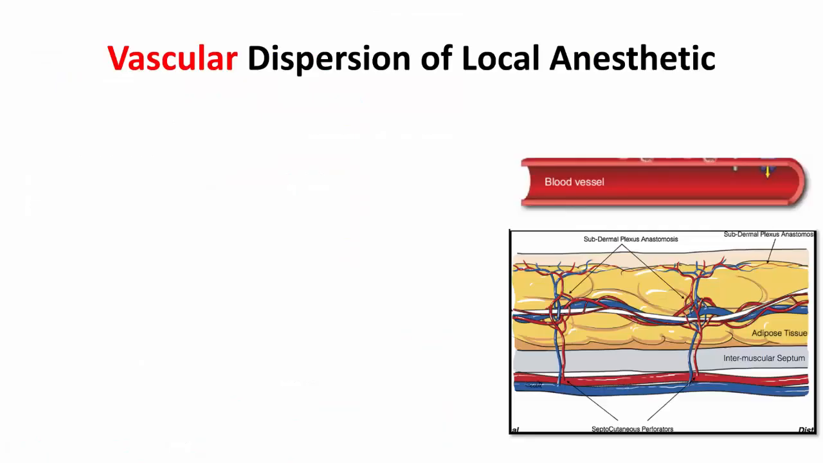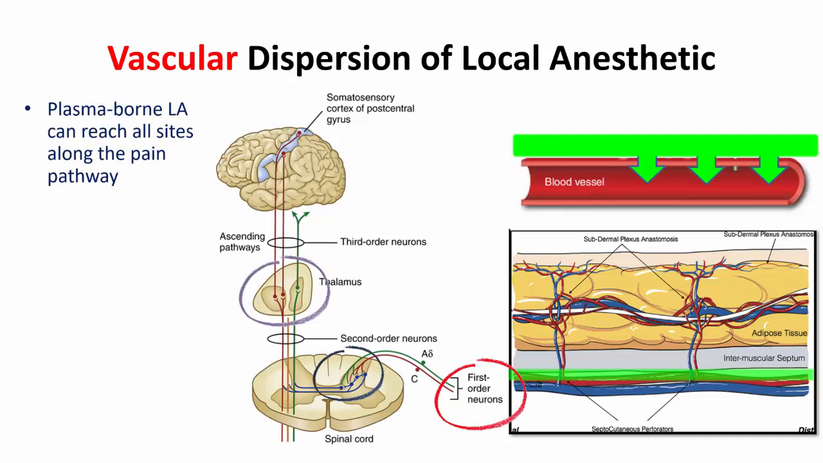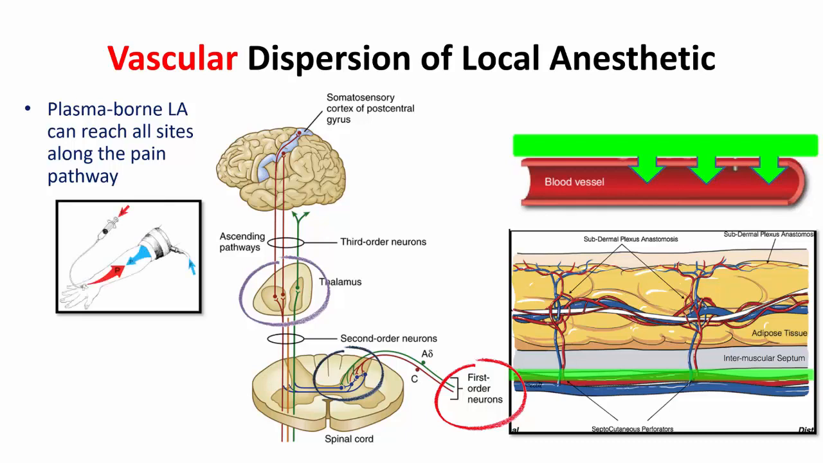The second pathway for dispersion of local anesthetic in fascial plane blocks is by vascular absorption. Local anesthetic that enters into the vascular system can act at any anatomical site with a blood supply by diffusing into these tissues. The two clinical models that would be familiar to us are IV lidocaine infusion, but also IV regional anesthesia.